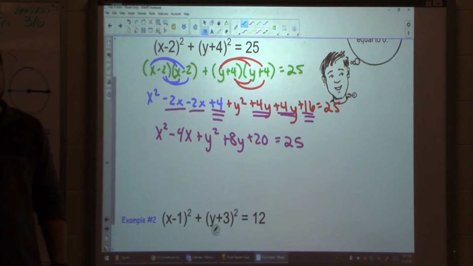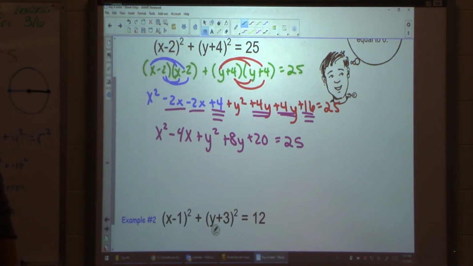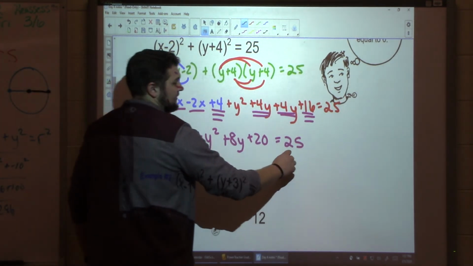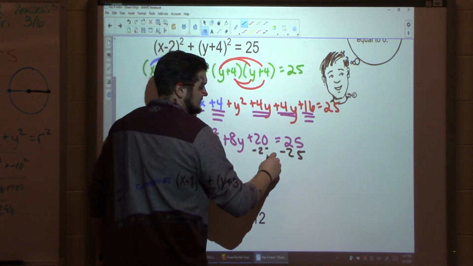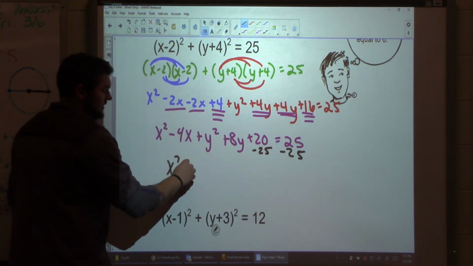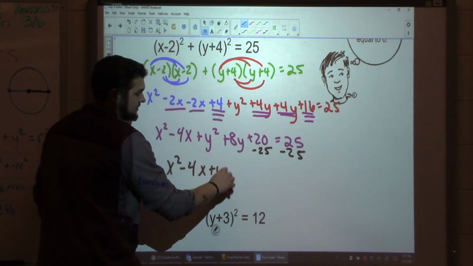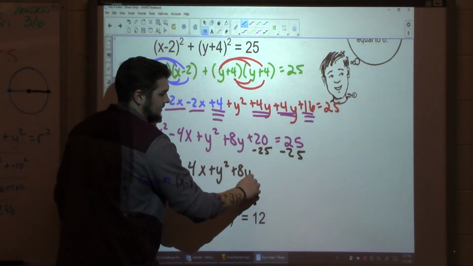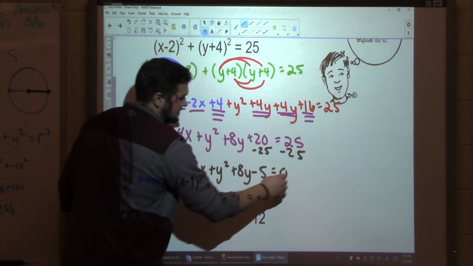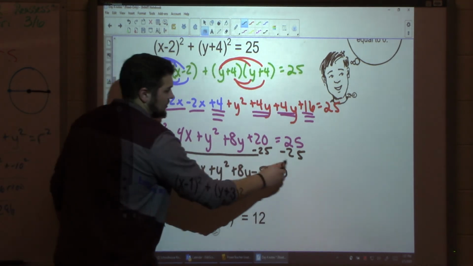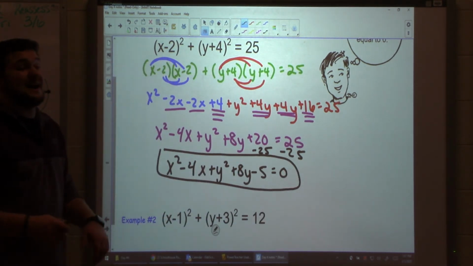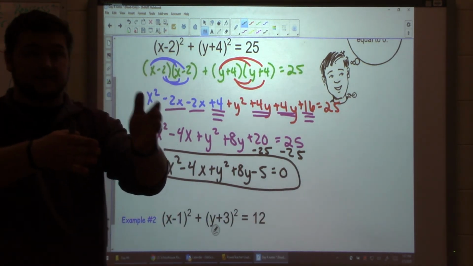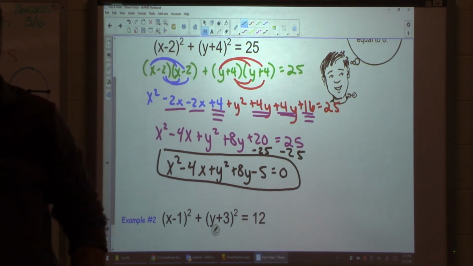Okay, one last step I need to do. We said general form needs to equal what? 0. So to do that, I'm going to subtract 25. So I get x^2 - 4x + y^2 + 8y - 5 = 0. That is the first way you can write your answer. That is the way I would write it, where you go x squared, x, y squared, y, then your constant.